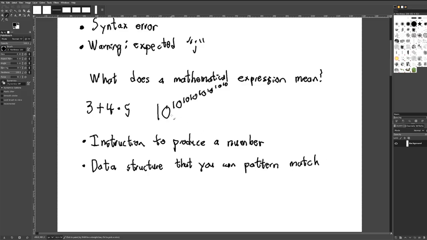For instance, we can say this is definitely greater than this, and you can prove that yourself. That's an exercise for the viewer. We can prove that easily by just pattern matching this thing and looking at it. It is an instruction to produce a number, but we can't possibly follow that instruction. It's finite, but there's not enough matter in the universe to do that.